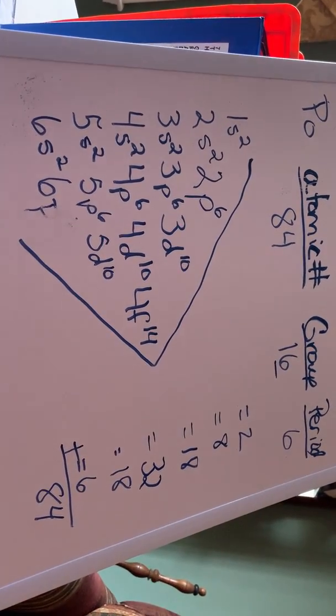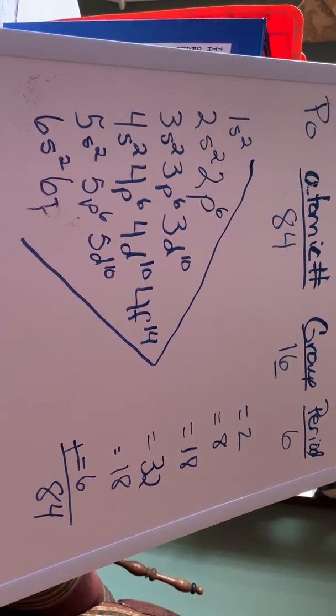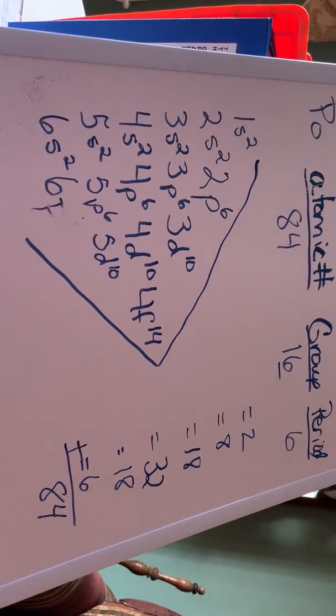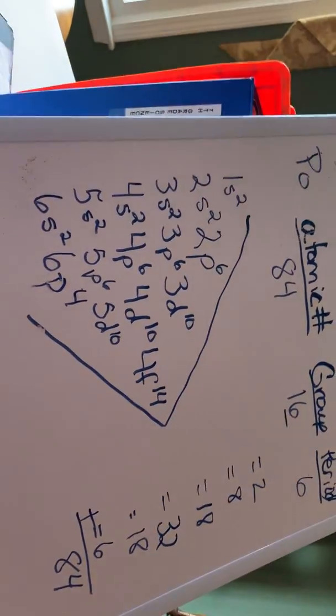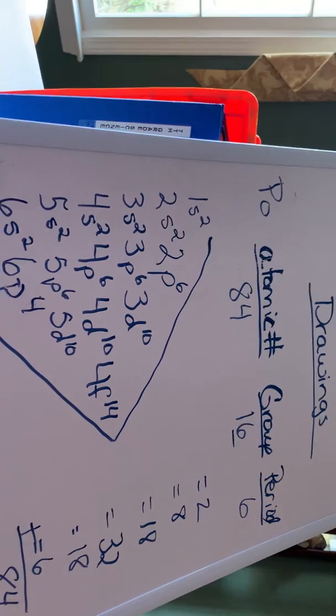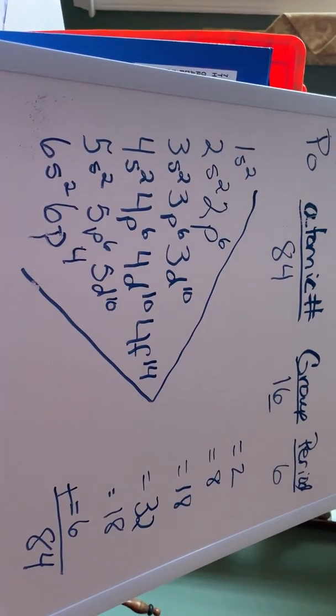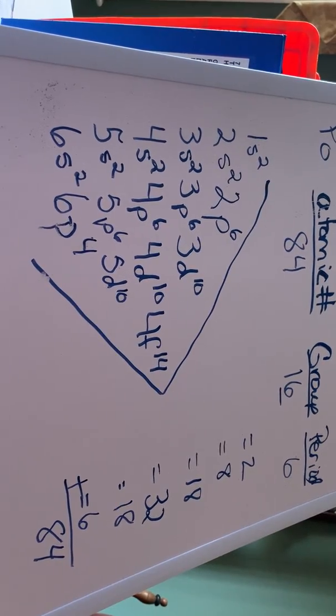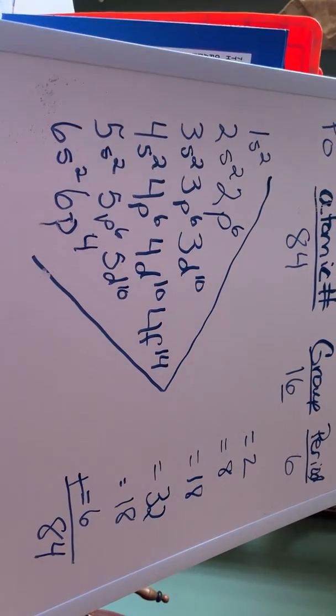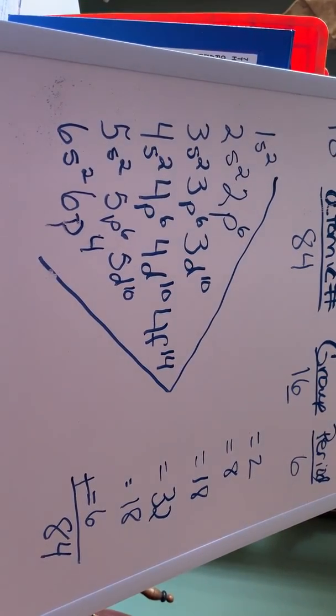Your number of layers should always equal the period number. Your last layer, which, oh, I erased that. I am so sorry. That was P4. So that last layer should always equal the valence electrons shown in group 16. And let's see what else. It has to equal 84. Obviously, it has to equal the atomic number.